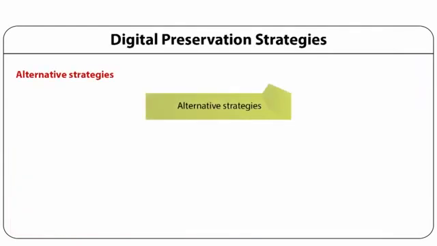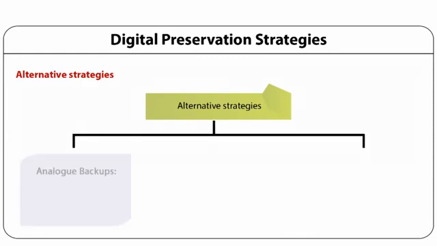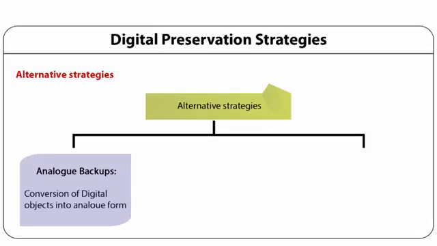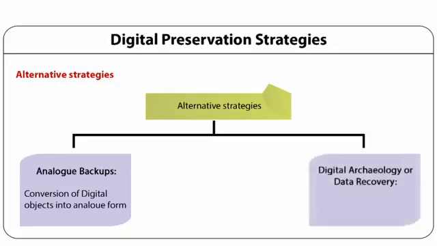Alternative strategies for digital preservation include taking analog backup of documents, which may be in print or microfilm, and recovering the data from obsolete digital media. Alternative strategies include analog backups, that is conversion of digital objects into analog form, and digital archaeology or data recovery, that is retrieving data from obsolete software or hardware.